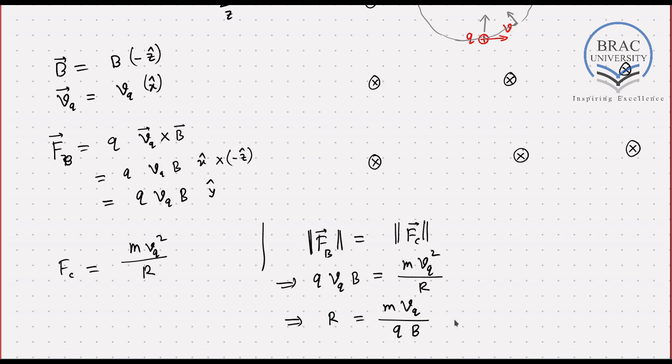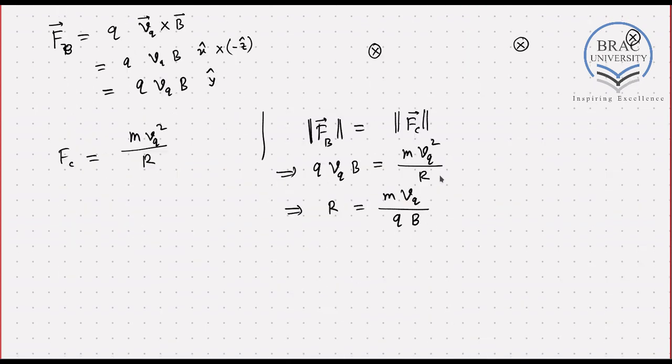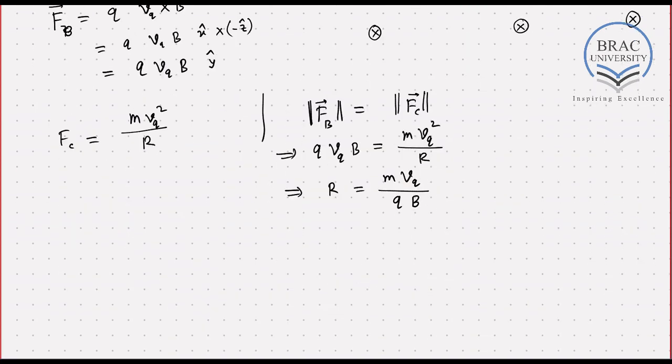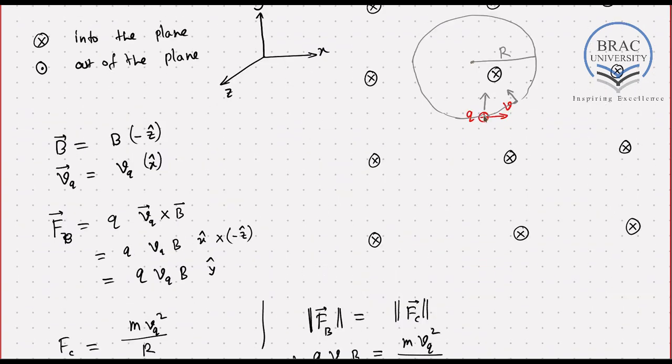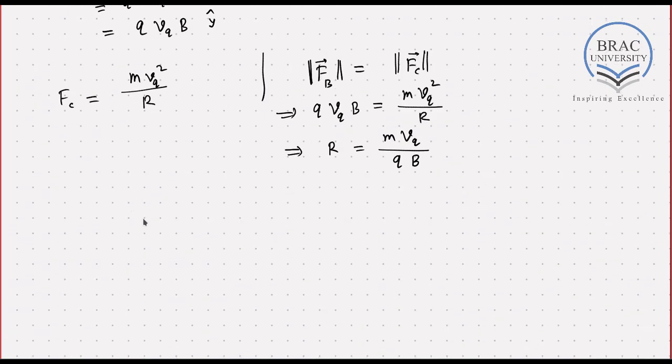This is the radius of this circular orbit, and since now we know the radius, next we can find the period of its movement through this circular orbit. The period means that if you start from here, how much time you need to go through one cycle through this path and come back here. That is called one period. We denote it by big T.